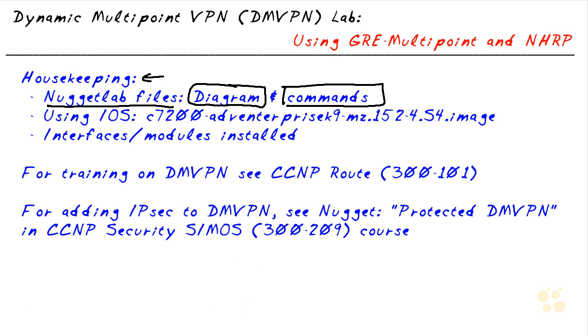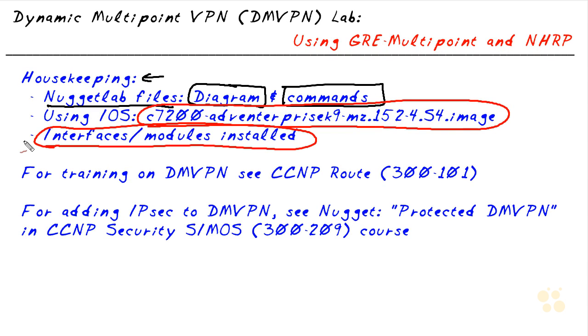The IOS image I'm going to be using for most of these videos is this one right here. You do not have to use IOS version 15. You can use IOS version 12, as long as the feature sets include the features that we're using in that nugget. In the case of this nugget, we're going to be using dynamic multi-point VPN, so you'd want an IOS image that supports those commands and features.